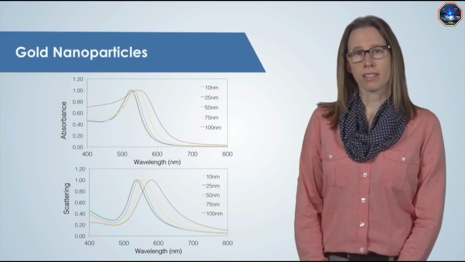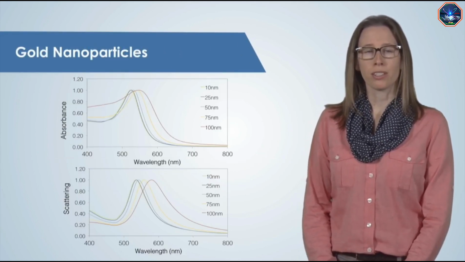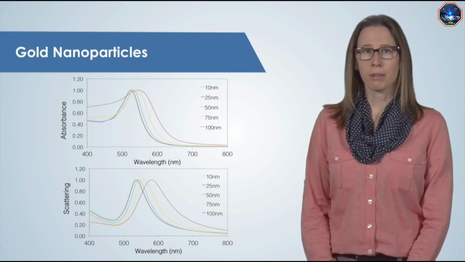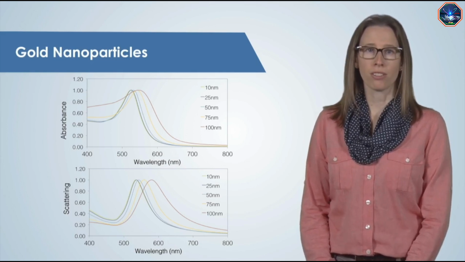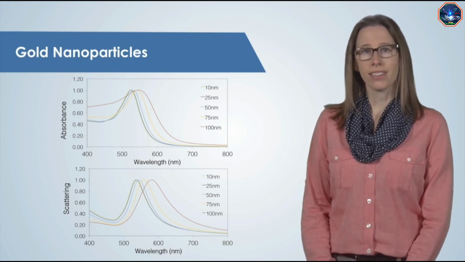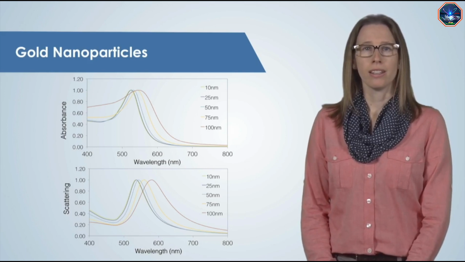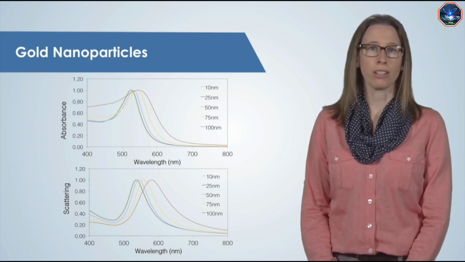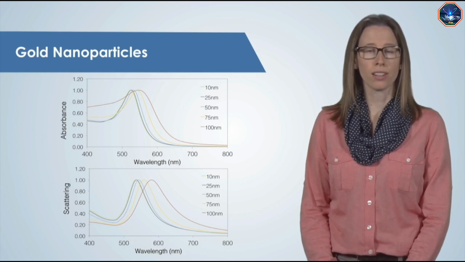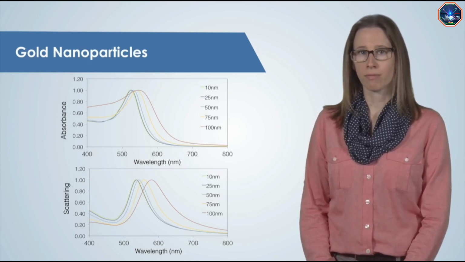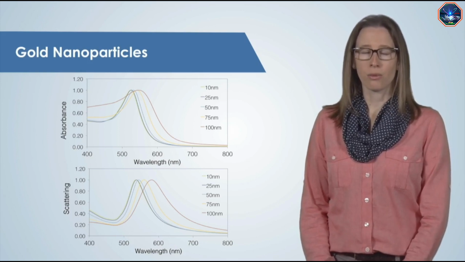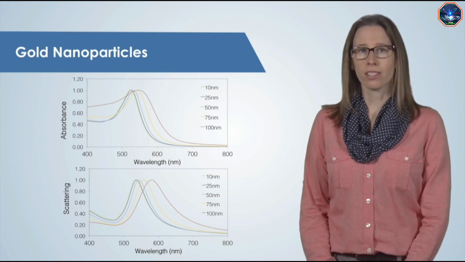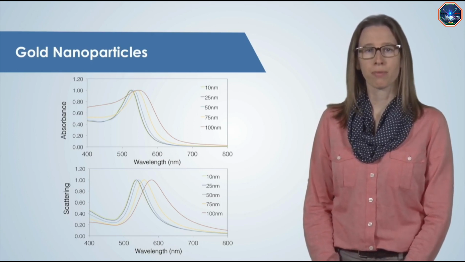Here are the predicted absorbance and scattering spectra for gold nanoparticles in water, which show Mie scattering. The spectrum shape and peak position depend on what material the nanoparticles are made of and the size of the particles. Nanoparticles like these are used for quite a range of applications, from increasing light absorption in solar cells to enhancing chemical sensing. For all of these applications, we need to know the exact color of their absorption and scattering. For this, we turn to optical spectroscopy.